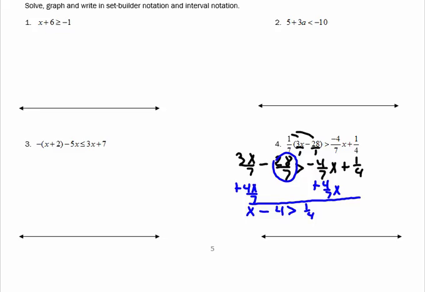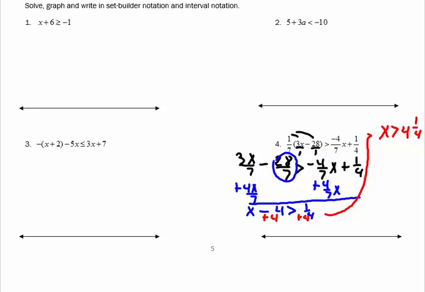right-hand side is 1/4. You could have multiplied by an LCD to get rid of all your fractions, but you don't need to. Adding over the 4 to the other side, we're going to add 4 to a 4th. When we do so, we just get x is greater than 4 and 1/4.